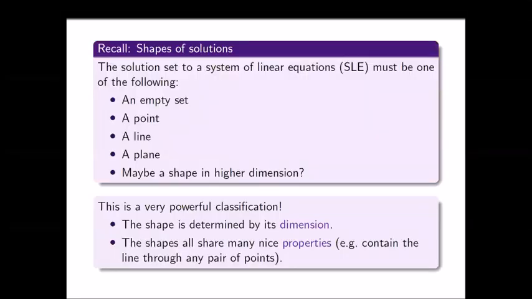So recall that the solution set to a system of linear equations can be an empty set if the system is inconsistent, and if the system is consistent, then it can be a point, a line, a plane, or perhaps a shape in higher dimension. So this is a very powerful classification because the shape is determined by its dimension, which we defined as the number of parameters used to describe the solution set.